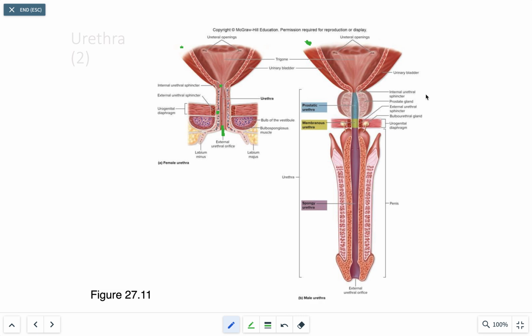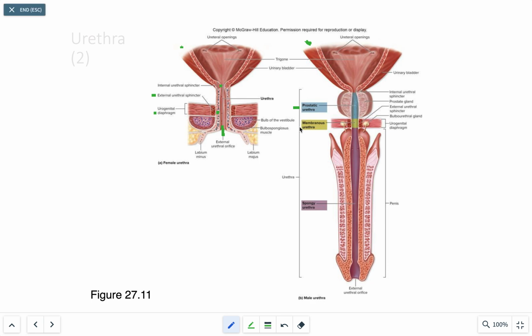When we're over on the other side, the external urethral sphincter, this one right here on the female, is a voluntary muscle. It's a skeletal muscle fiber of the urogenital diaphragm. So here you can see it. It's associated with the urogenital diaphragm. With the male side, we have something a little different. Since it's part of the urinary and reproductive functions, it has three levels.